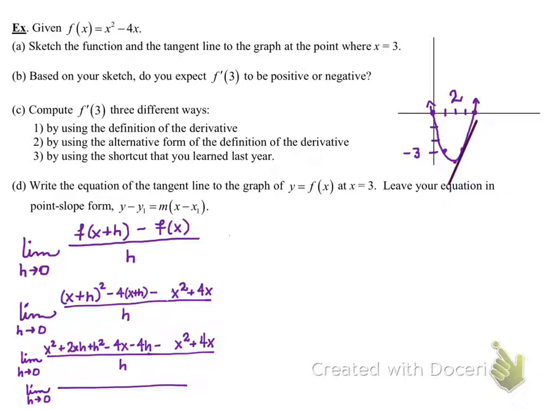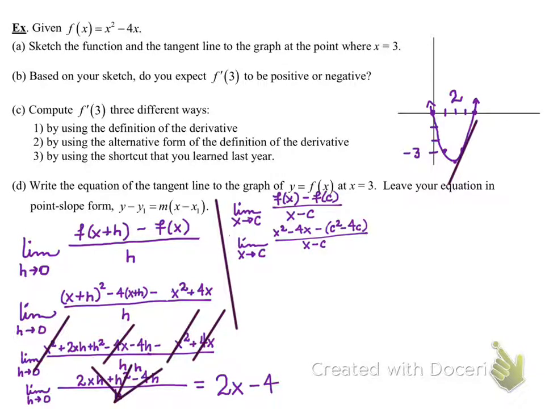Now, we're going to see what cancels. The x squared cancels with the x squared. The negative 4x cancels with the 4x. And in the next step, because we are dealing with a limit, we can cancel an h from each term. And we see that our derivative is 2x minus 4.